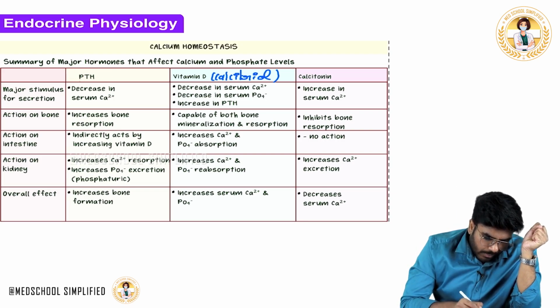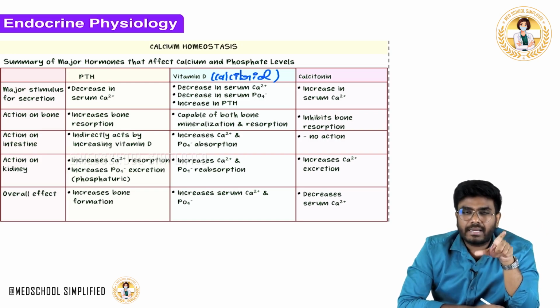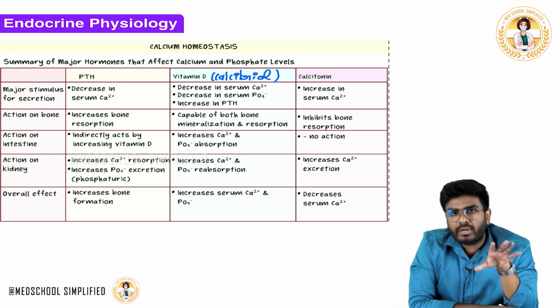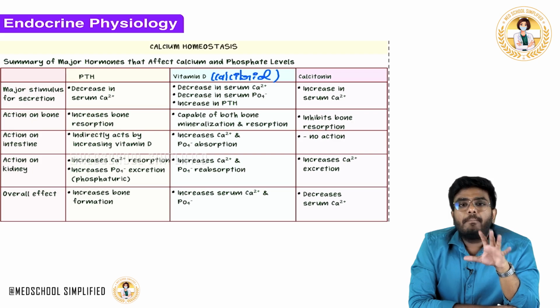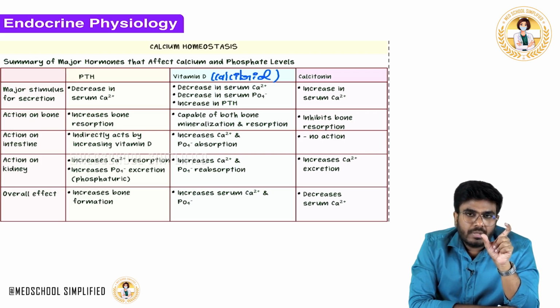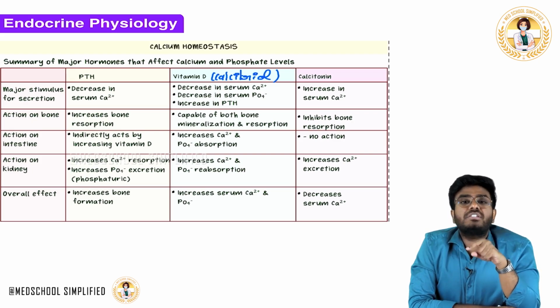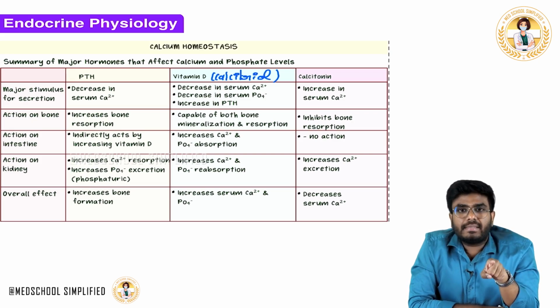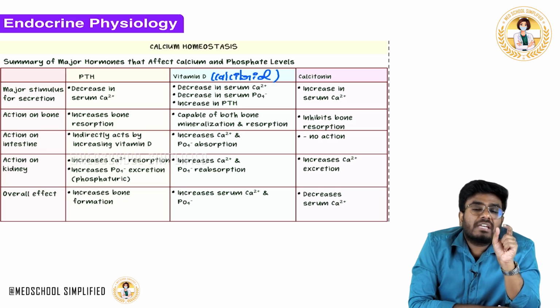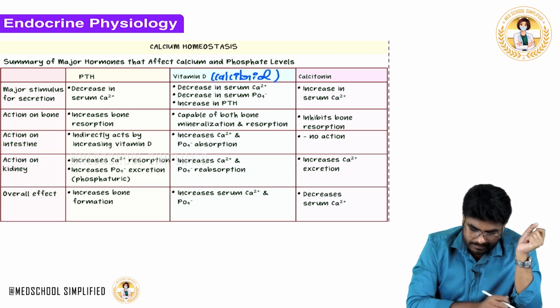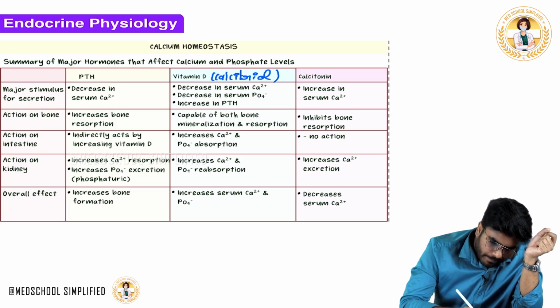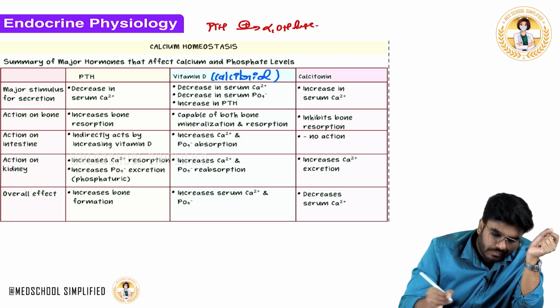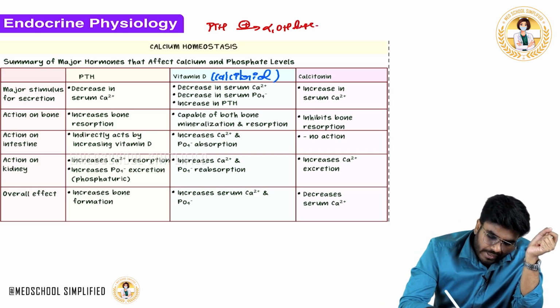Now, does this parathyroid hormone have any action on the intestine directly? There is no direct action. Parathyroid hormone cannot act on the GIT directly. But as we have discussed in renal physiology, the parathyroid hormone goes to the kidneys. In the kidneys, this parathyroid hormone activates an enzyme called alpha-1 hydroxylase. Now, what will this alpha-1 hydroxylase do?